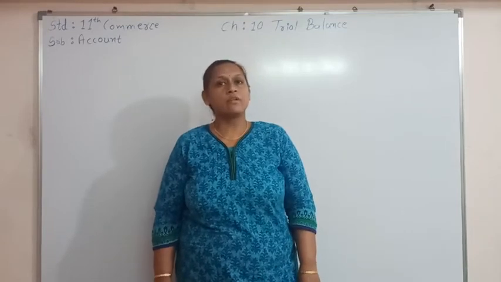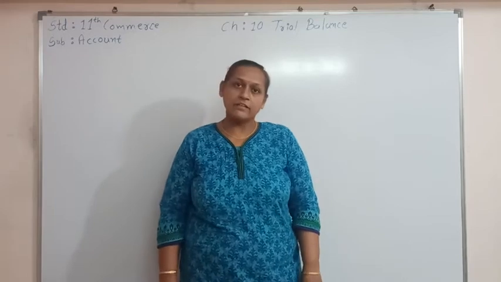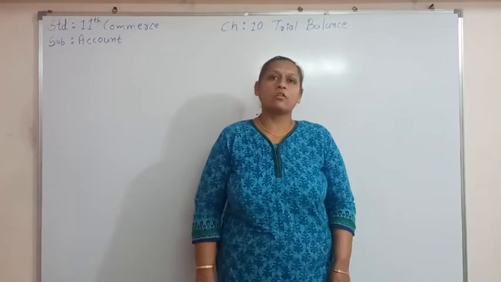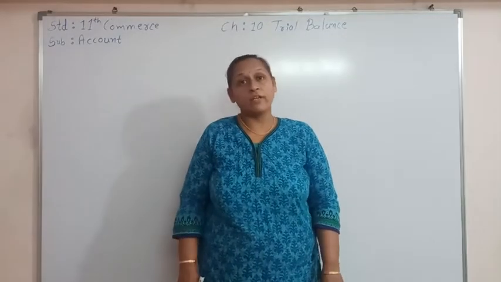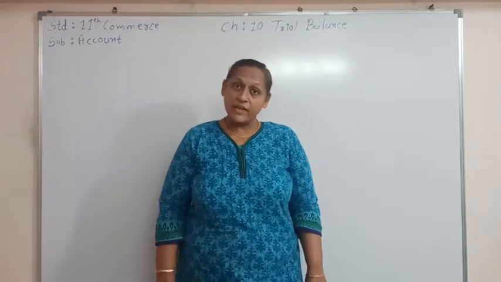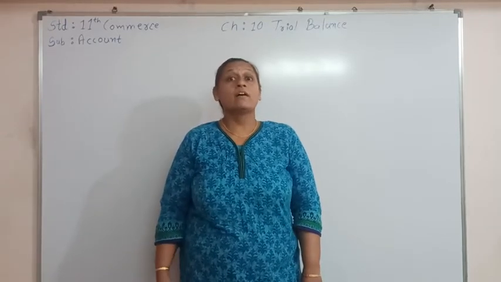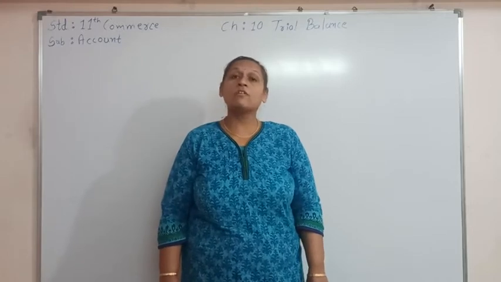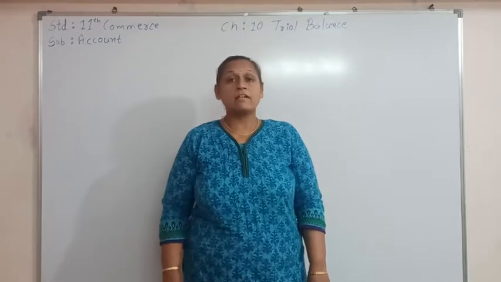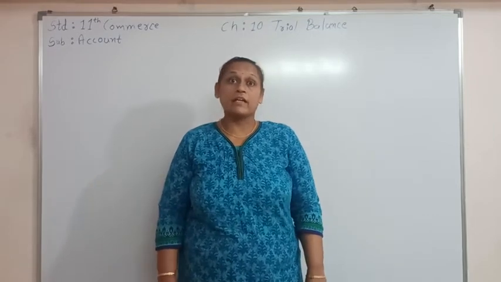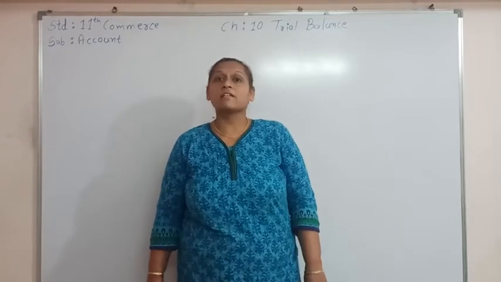Hello students, today we are going to see our next chapter, that is chapter number 10, trial balance of standard 11 commerce subject account. So trial balance is the next step of accounting, and in our first chapter we have seen that accounting is an art as well as a science. So here we are applying the rules of the account and we are trying to prepare the books of account, and the debit and credit side totals must be equal. So this is how we can come to know that the books of account written are correct.